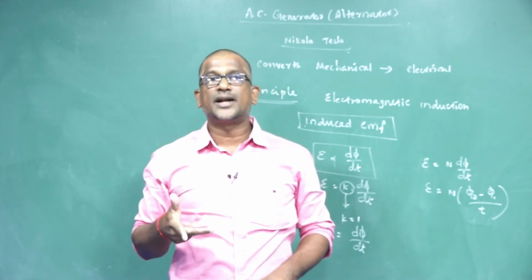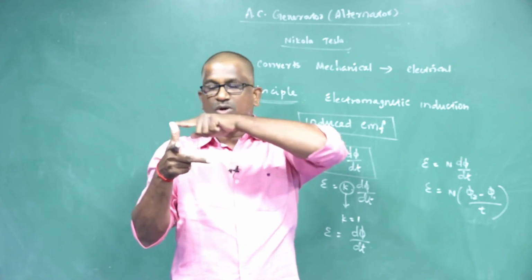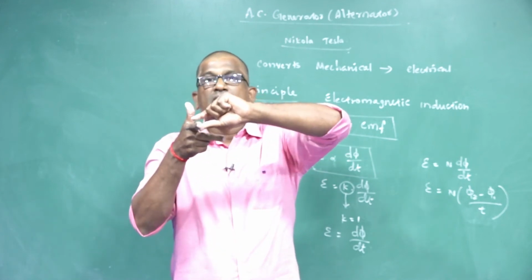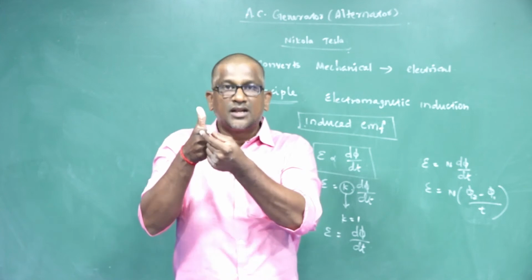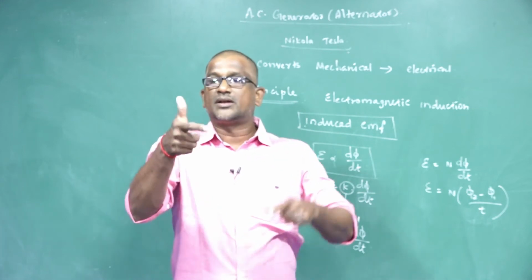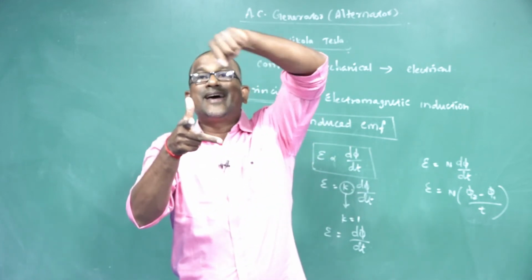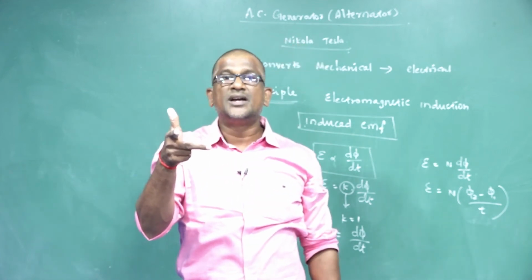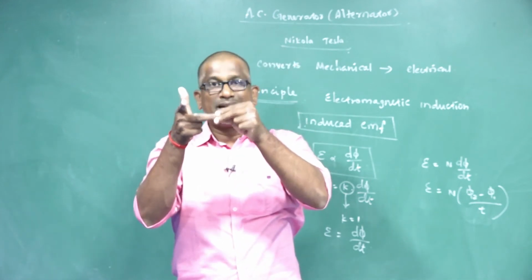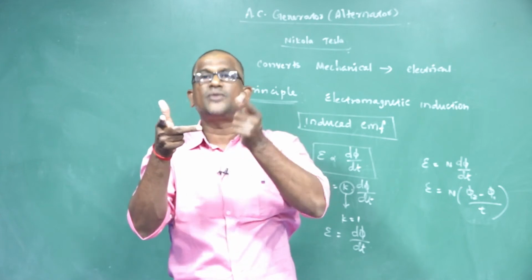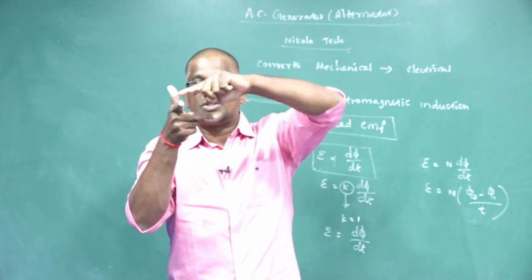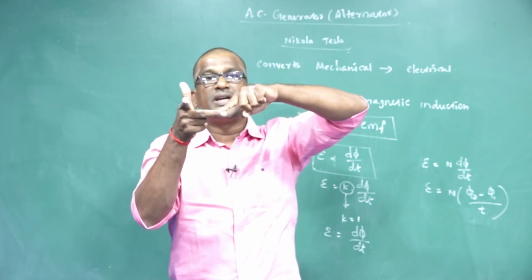So according to Fleming's right-hand rule, stretch the first three fingers of our right hand, mutually perpendicular to each other. Among the three fingers, the first finger, the forefinger, represents the direction of the magnetic field. The second finger, the thumb, represents the direction of motion of the conductor. And the third finger, the middle finger, represents the direction of induced current or induced EMF. So first finger forefinger, second finger thumb, and third finger middle finger.